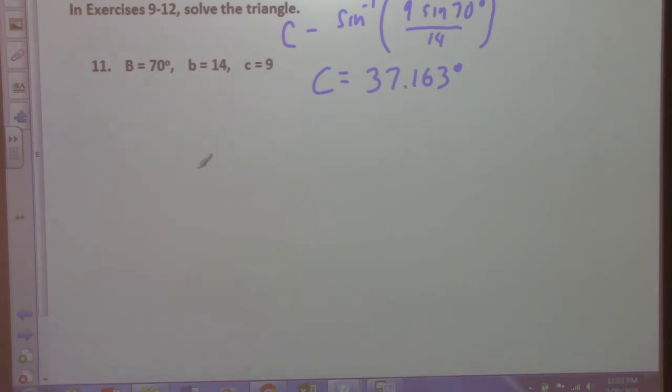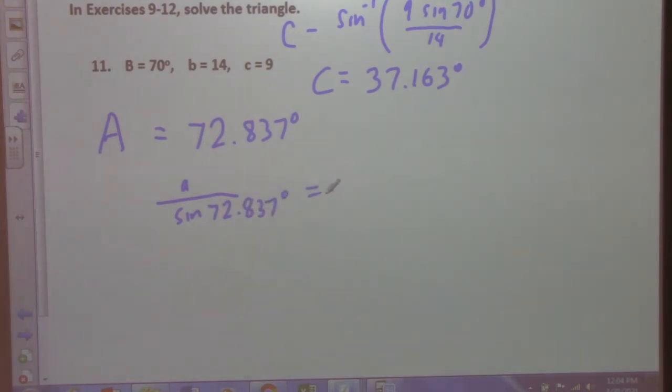Yes, and then angle A is 72.837. And you got that by subtracting 70 and 30. Okay, yeah, that makes sense. Okay, great. We haven't got A yet, what A is. So you're working on A? Yes. Okay, let me try to set up an equation for that, and you tell me if that's right or not. I appreciate this, it is really good work, Becky.